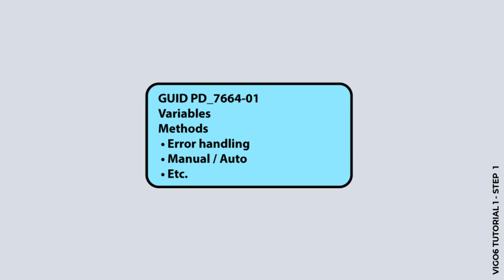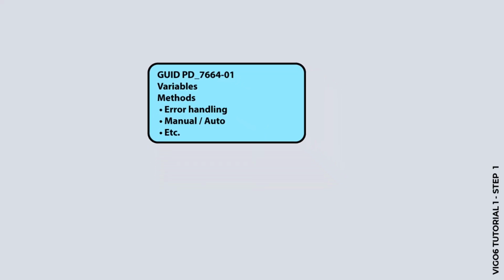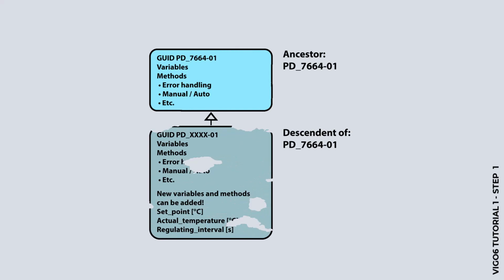In this tutorial, the GUID is only mentioned here at the beginning, as there is no title or name coincidence in the types from process data you are to use. The format is company ID, underscore, number, hyphen followed by a version number. Example with a process component, PD_7664-01. This component includes error handling, manual or auto, etc.